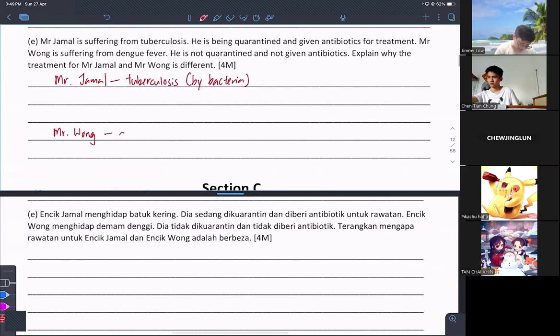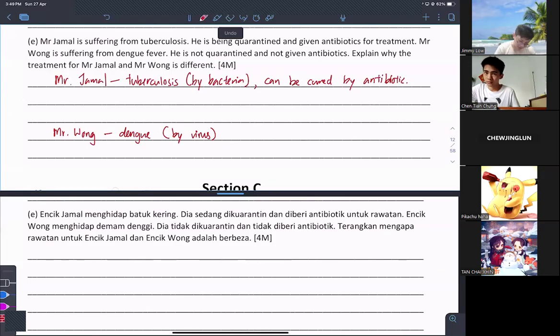Then your dengue is caused by virus. From here, it's worth 1 mark already. Okay, then the second mark you have to say, okay, can be cured by antibiotic.